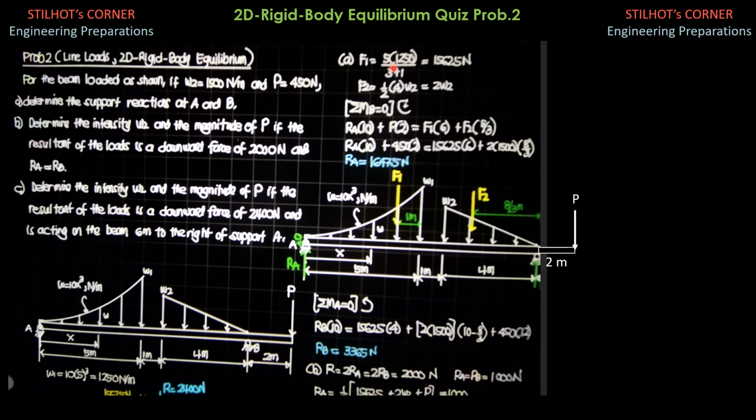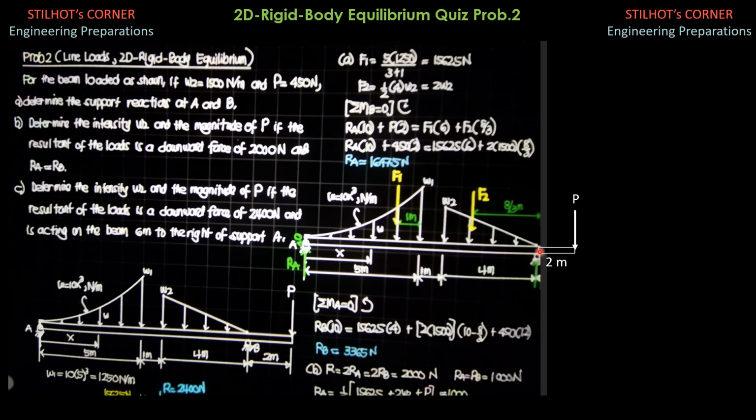So F1 is base 5, height W1 1250, over degree plus 1. That's the formula. You may also compute this by integration as the area under the load diagram. So it is 1562.5 newtons. Then F2, which is represented by this triangular loading, is 1/2 of 4 times W2, and W2 is just W2, although it's given here. I just generalized the solution. So it is 2W2. So this is RA, this is RB.